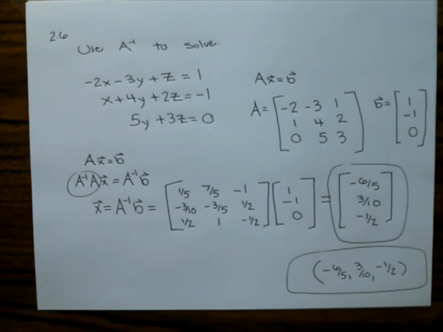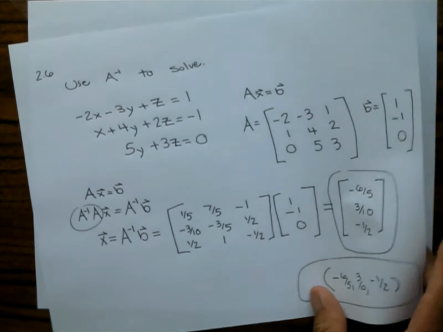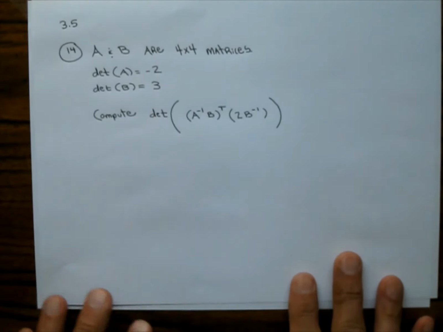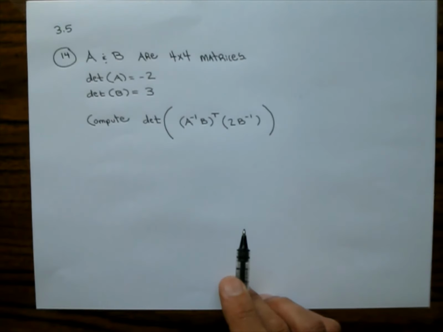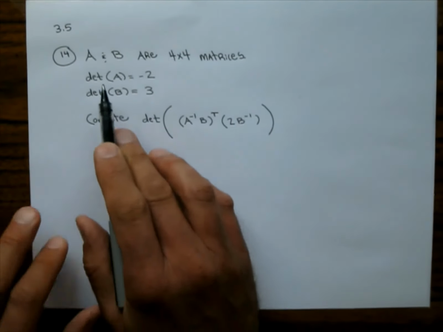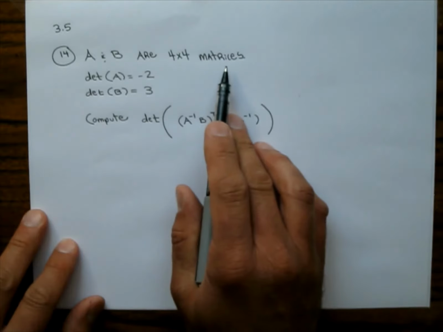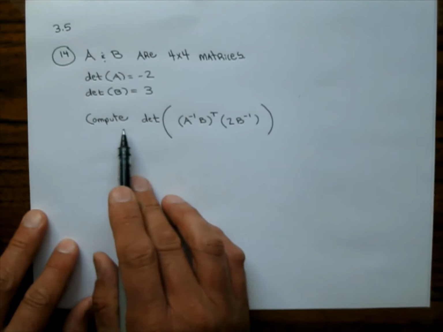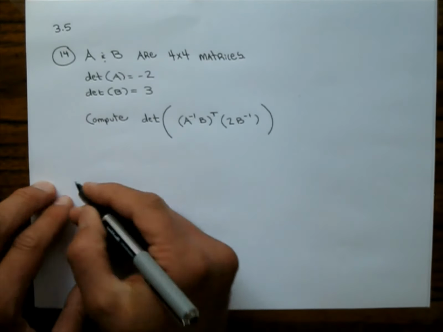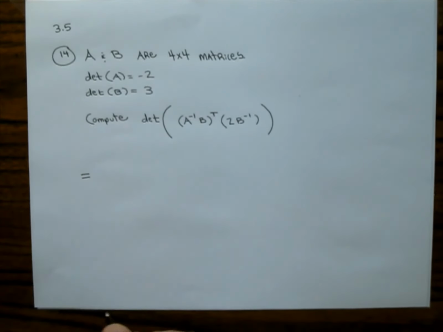Well, we got one more topic to cover, and we'll do that with 2 problems. So this is chapter 3, which happens to be the determinants of square matrices. So let's get into chapter 3. 3.5, I think, is the review. And so what do we have here? We have A and B are 4x4 matrices. The determinant of A is negative 2, determinant of B is 3. Compute the determinant of this. Okay, so this is to see if we know our properties of determinants.